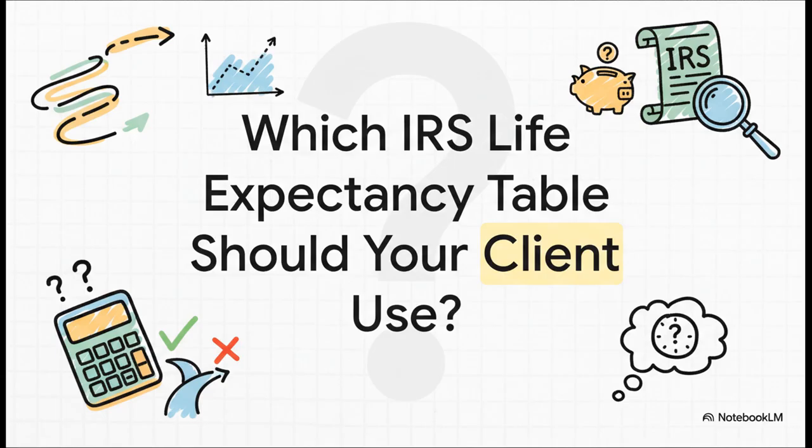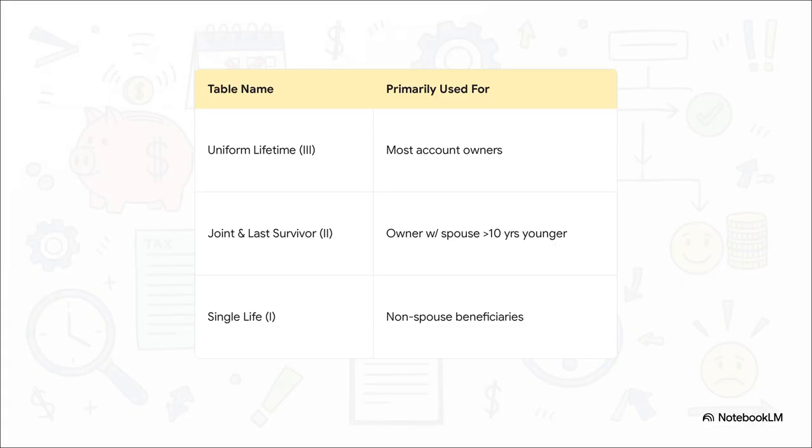Now, for the second half of that formula, the life expectancy factor. Getting it right means you have to answer this fundamental question correctly for every single client. In IRS Publication 590B, there are really 3 main tables you need to know. The Uniform Lifetime Table is your default, the one you'll use most of the time. Then you've got the Joint and Last Survivor Table, which is a key planning tool because it results in a smaller RMD if the sole beneficiary is a spouse who's more than 10 years younger.